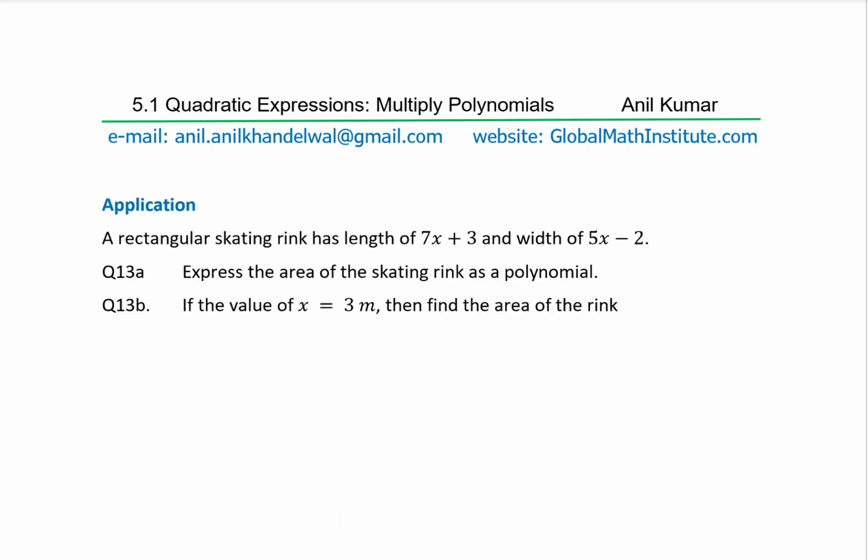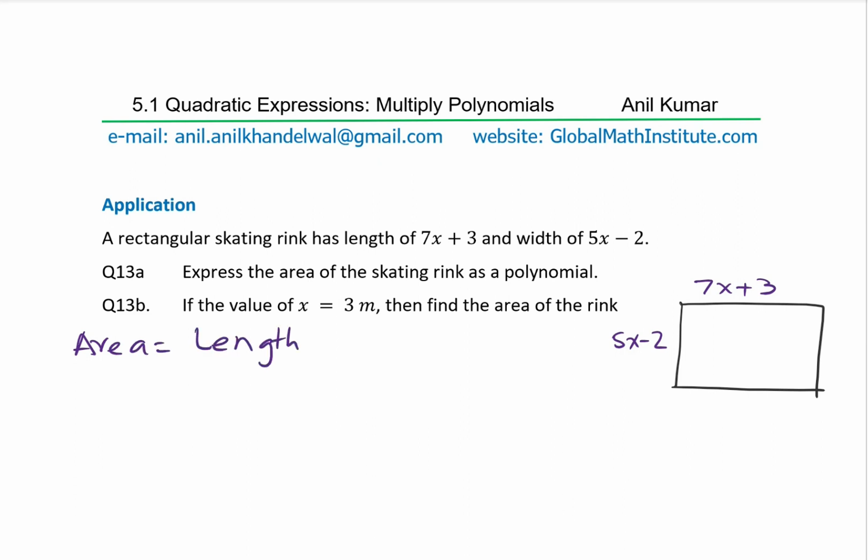The question here is, a rectangular skating rink has length of 7x plus 3 and width of 5x minus 2. Express the area of the skating rink as a polynomial. So, well, let's say we have this rink and the dimensions given to us are 7x plus 3 and this is 5x minus 2. Area is length into width, right? So area is basically length times width.